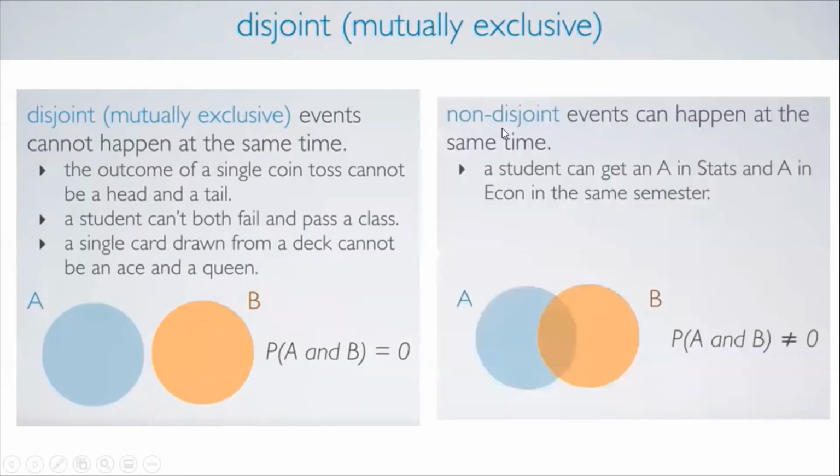Non-disjoint is the opposite of disjoint. Non-disjoint means they have some intersection, so some events can happen at the same time. A and B can happen at the same time, so the probability of getting A and B is not 0. It's not nothing, there is something. Here's an example: a student can get an A in statistics as well as an A in economics in the same semester. So based on the context of the problem that you are solving, it can be a disjoint event or a non-disjoint event.